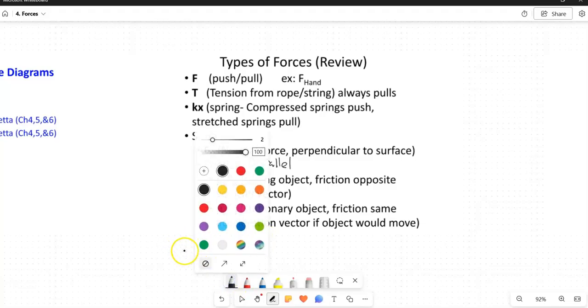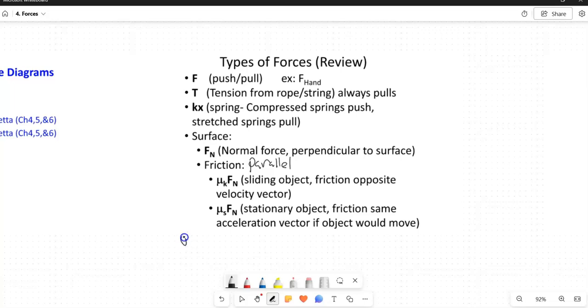Now, the other type of force, which is the non-contact force, this is mg. This is the weight of whatever you're doing the force diagram on. So this is the non-contact force. And we start our force diagrams off with this.